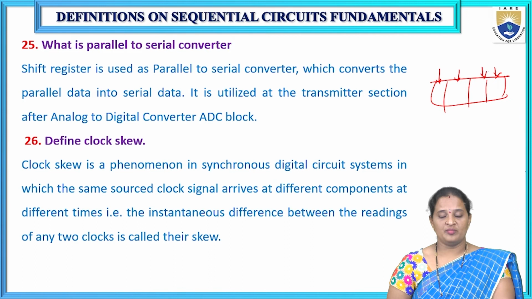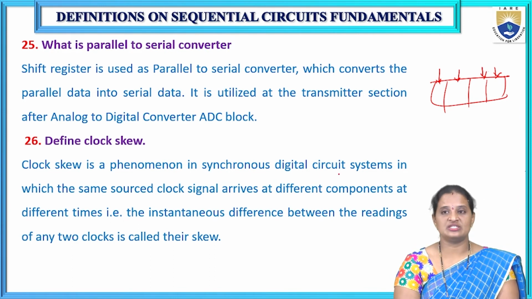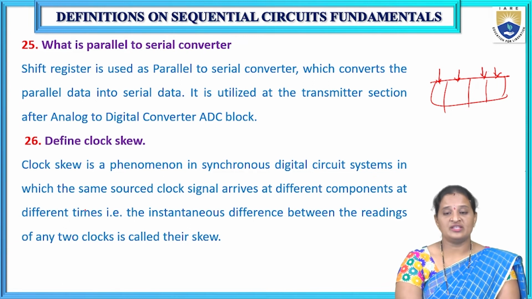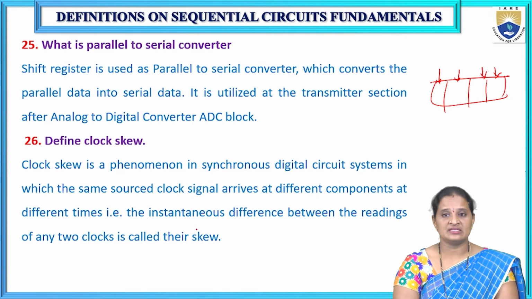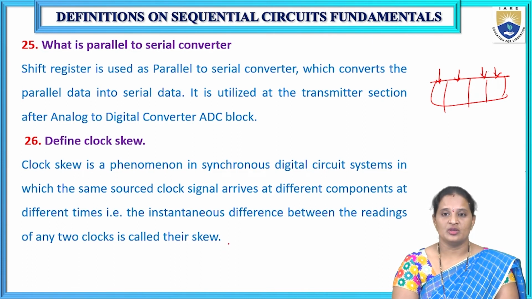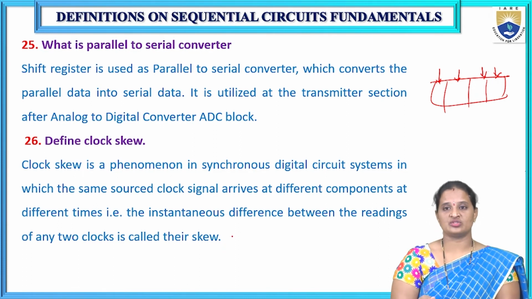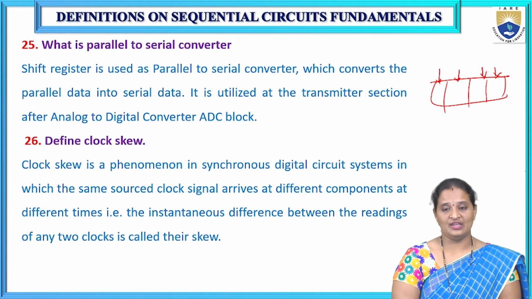Define clock skew. What do you mean by clock skew? Clock skew is a phenomenon in synchronous digital circuits in which the same sourced clock signal arrives at different components at different times. That is, the instantaneous difference between the readings of any two clocks is called clock skew. So in short, we can define clock skew as the instantaneous difference between the readings of any two clock signals.